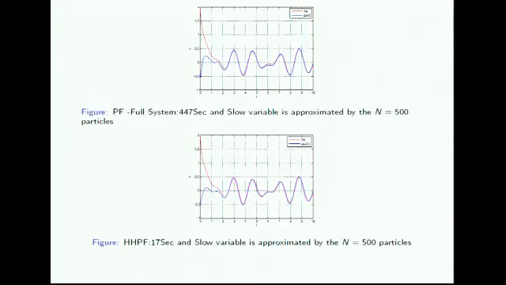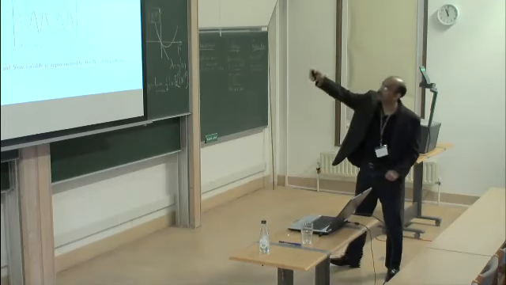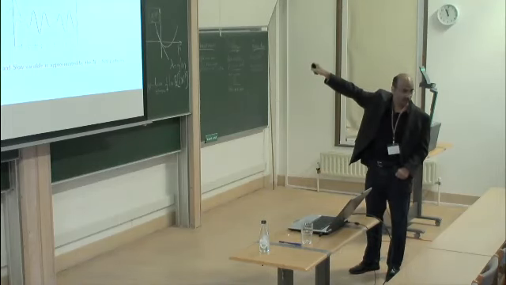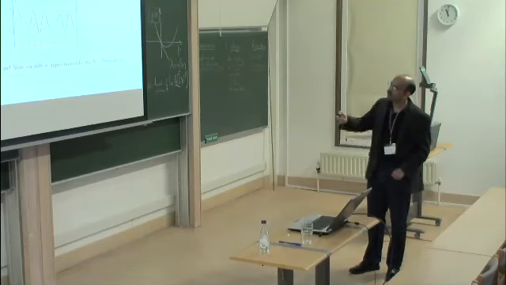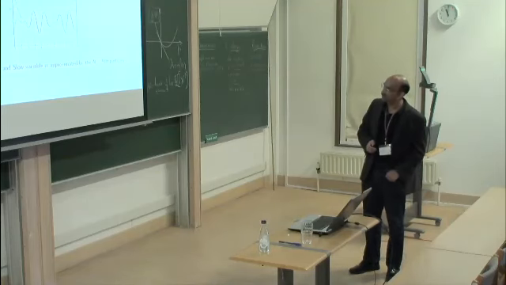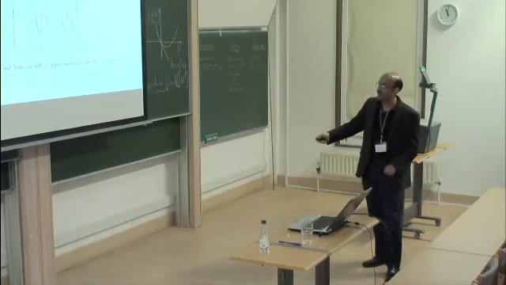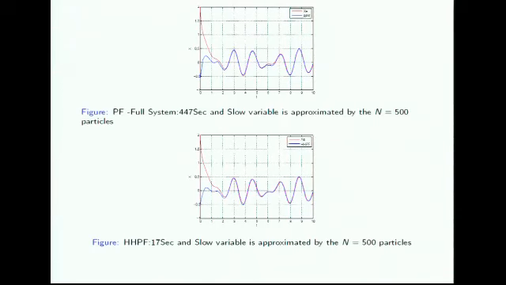And I have two different methods. The first one is a full particle method. There's no approximation, and that takes about 447 seconds. And for the same initial conditions, I can do it with a hybrid particle method in 17 seconds. This is a reduction in the computation time of nonlinear filtering.